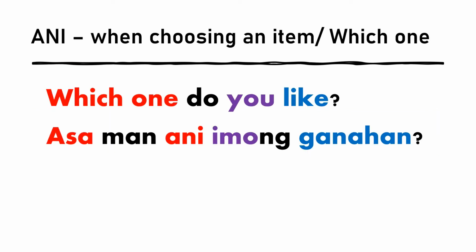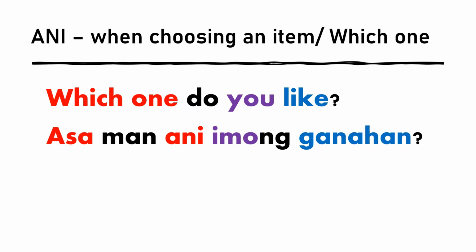Another example, which one do you like? Asa man ani imong ganahan. Asa man ani imong ganahan. Which one is asa ani? You is imo, like is ganahan.